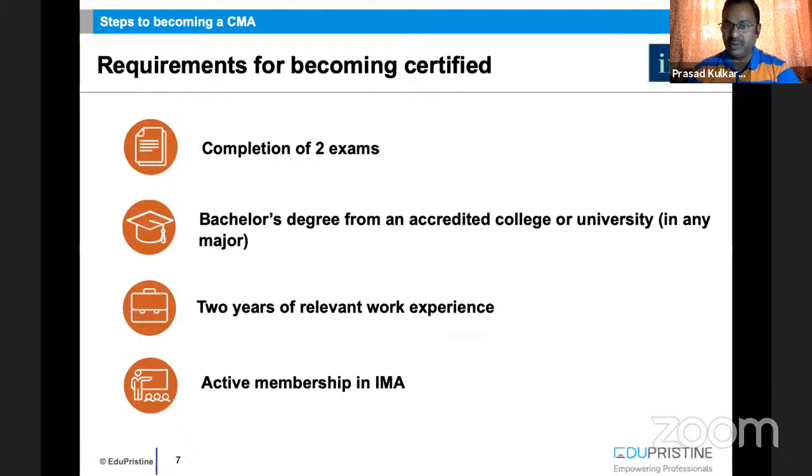So you need to have a bachelor's degree, okay. You need to have a BCom or MCom if possible, and 2 years of relevant work experience. Once you have all these three things, you will be able to take an active membership of the Institute of Management Accountants, IMA. Only if you have the membership of IMA will you be able to practice in the US. Okay, so these are the requirements of becoming certified.